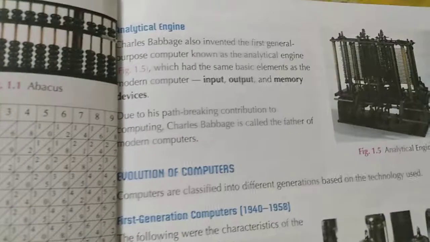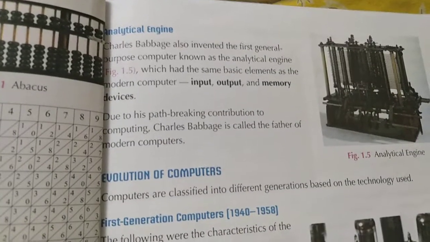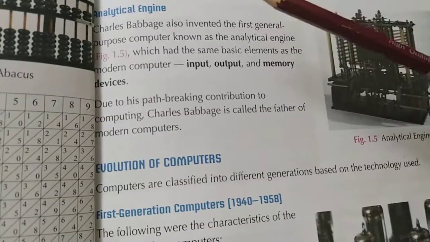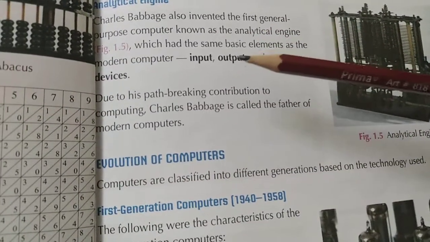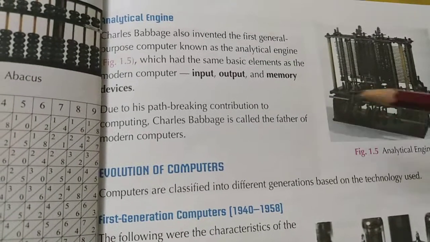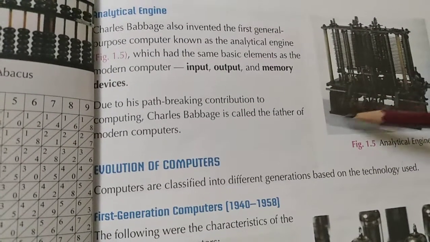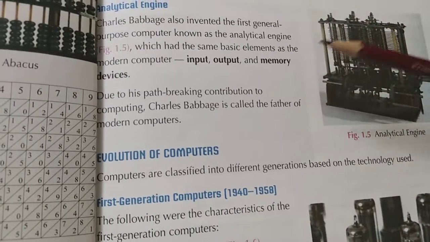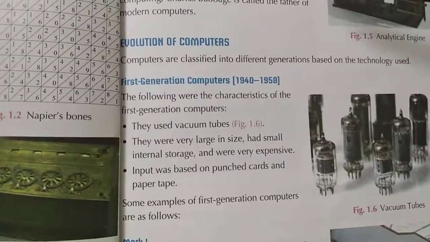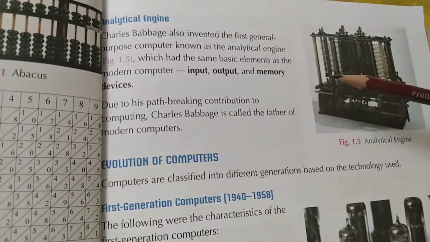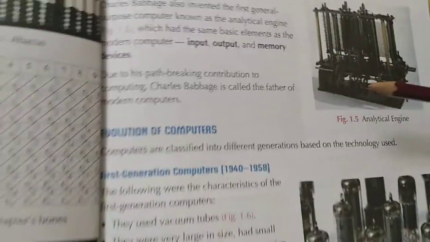Then comes the analytical engine. It has some properties like input devices, output devices, and memory devices, which means you can say it is a little computer. It is not exactly the first generation, but from here the first generation of computers was invented.